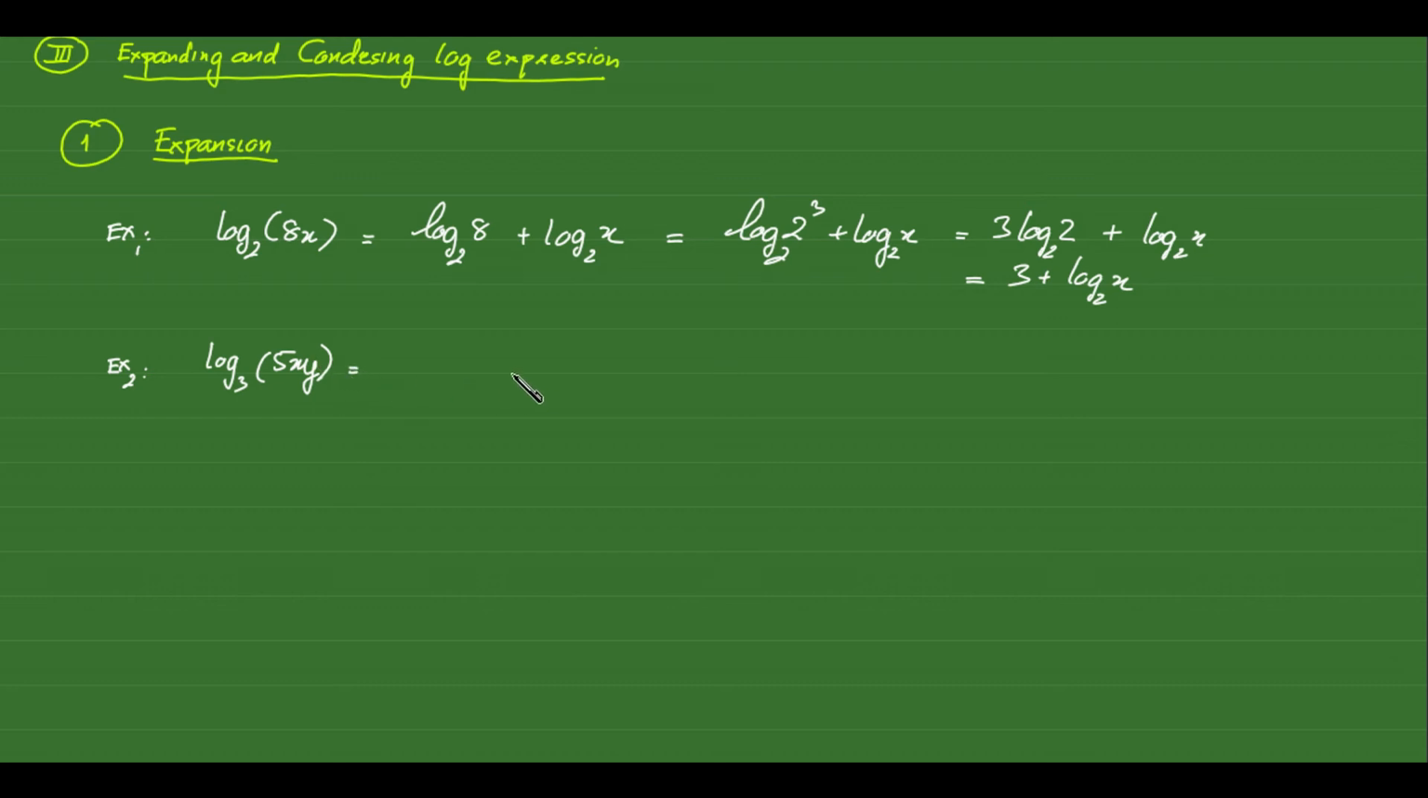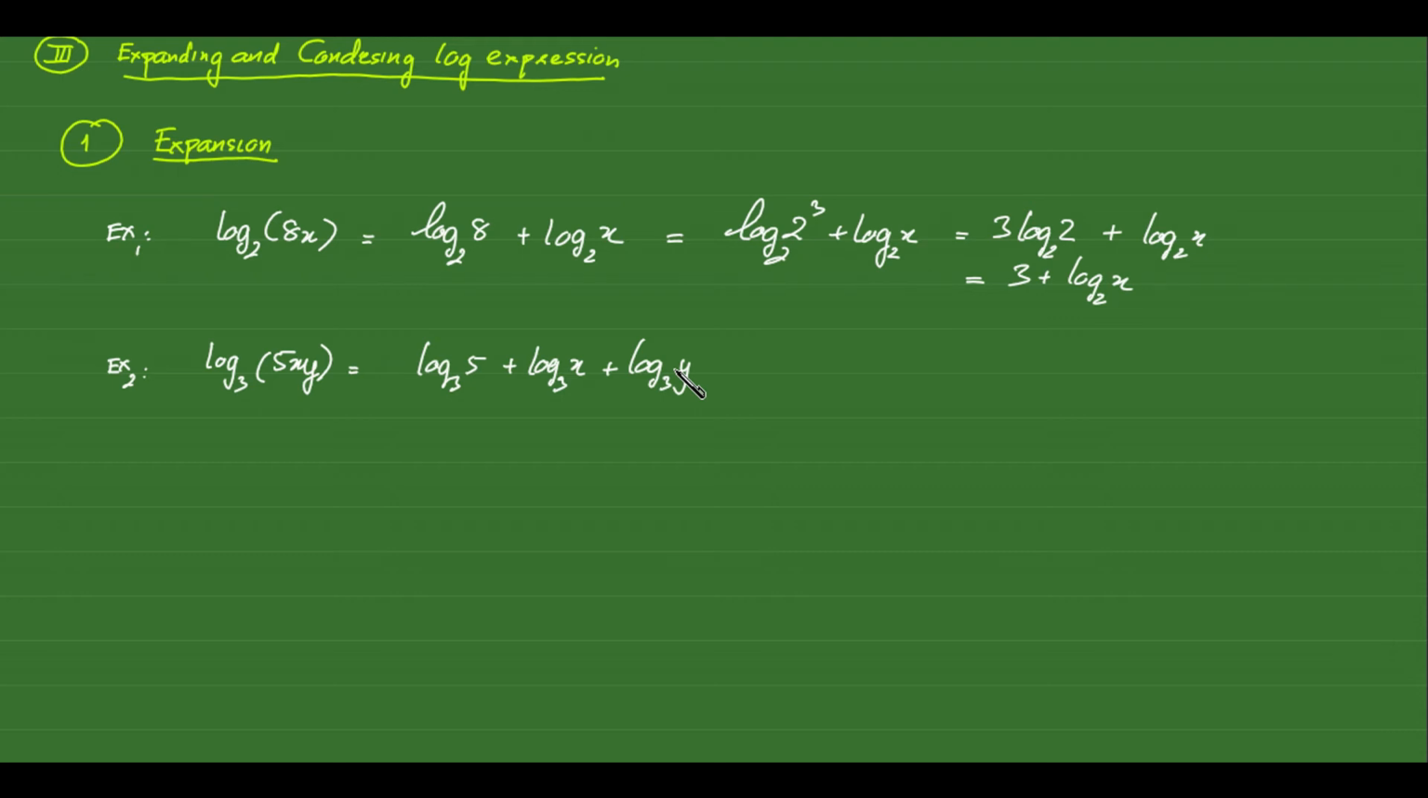Alright, so I can break them up using property number 5. So it gives you log base 3 of 5 plus log base 3 of x plus log base 3 of y, and you cannot do anything else because this is the simplest form already. You cannot break it down anymore. No more breaking down. That's it. There's nothing else we can break. All right, so that's going to be your final answer.